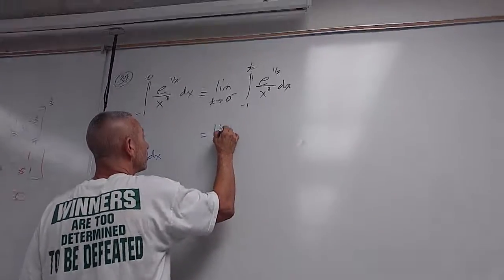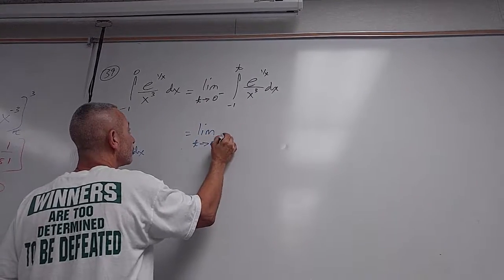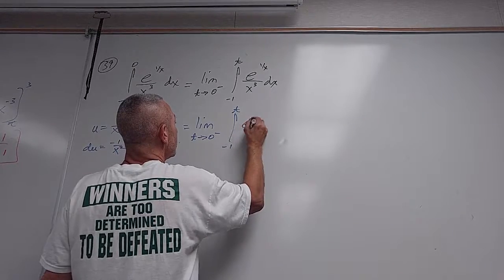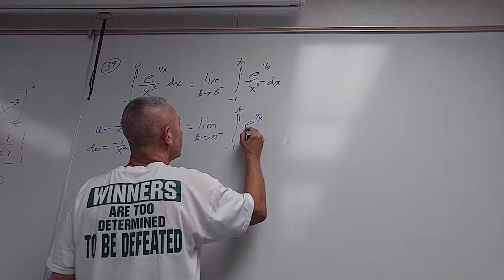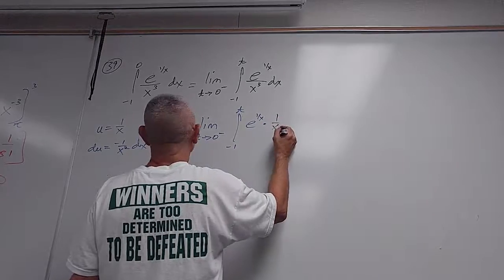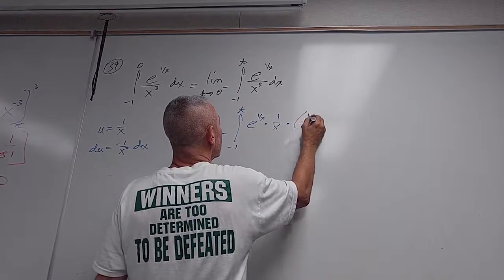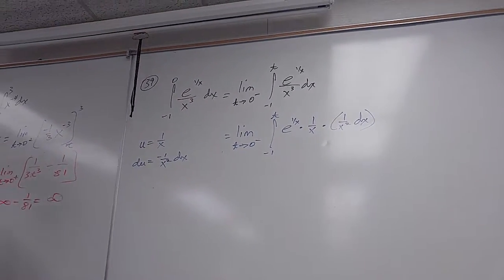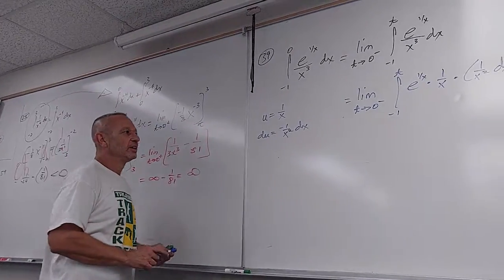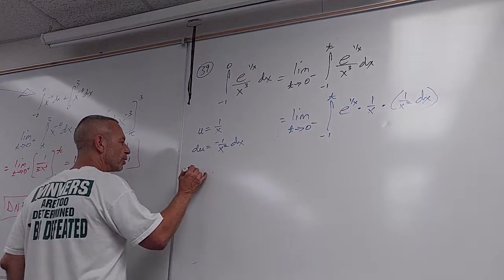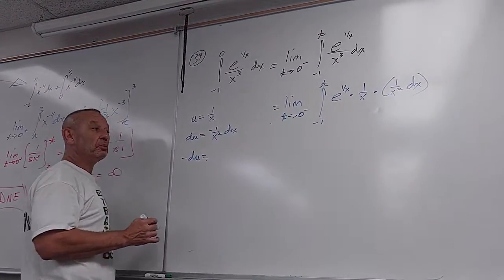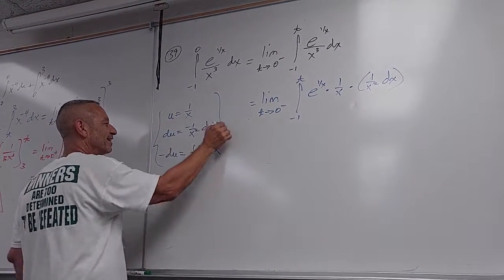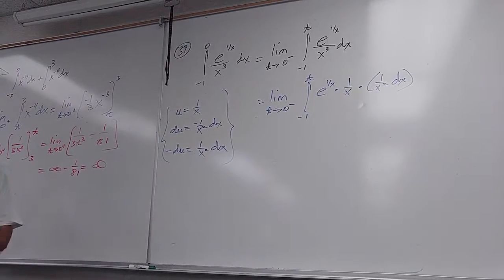Notice we can rewrite this integral as limit, t goes to 0 from the left, integral minus 1 to t, and I'm going to write that as e to the 1 over x times 1 over x times 1 over x squared dx. That's what he told me to do. So let's put this minus sign over here with the du, 1 over x squared dx. And now let's perform the substitution.